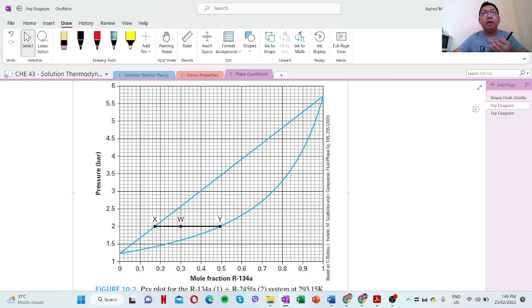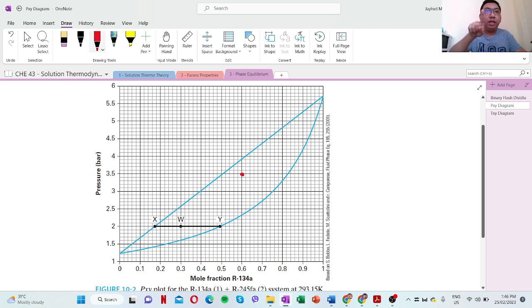Okay, so I have here the diagram that I will use for the graphical solution later. For example, if the pressure inside your flash drum or flash distillation unit is here, and let's say the composition is 60% and the flash drum has a pressure of 3.5 bars, since the data point in the PXY diagram is in between the bubble point and dew point curves, that means flash is possible, and it is expected that for the system to achieve equilibrium, it has no choice but to split into two phases.